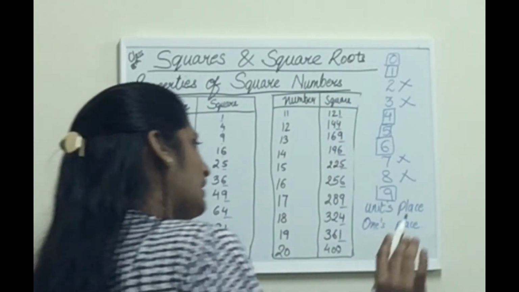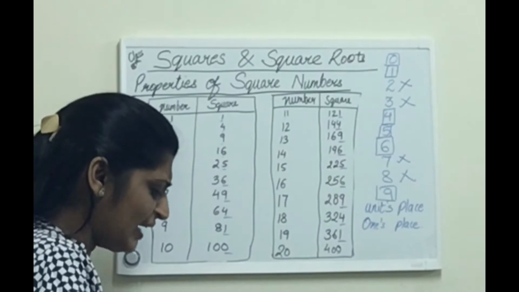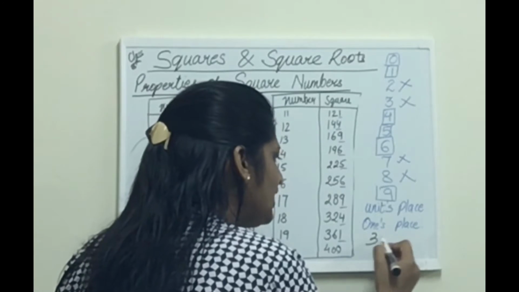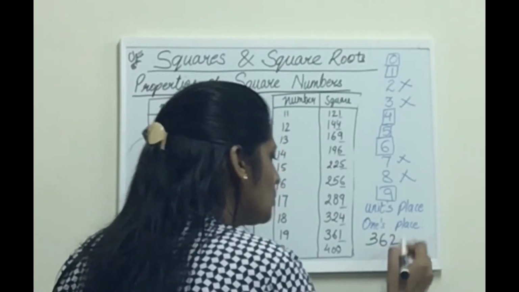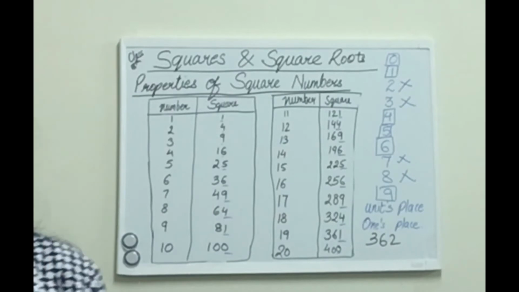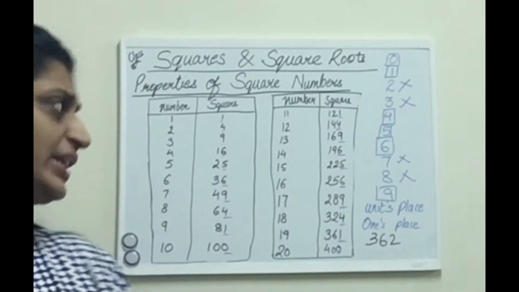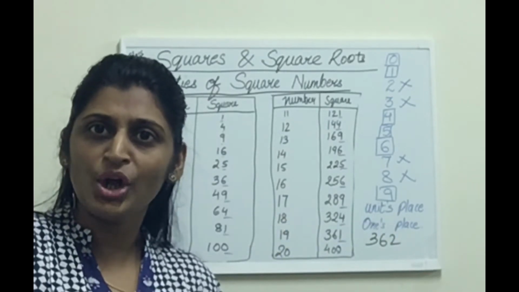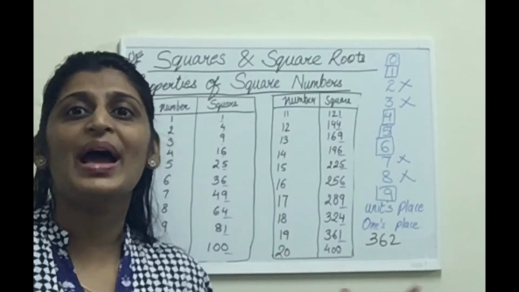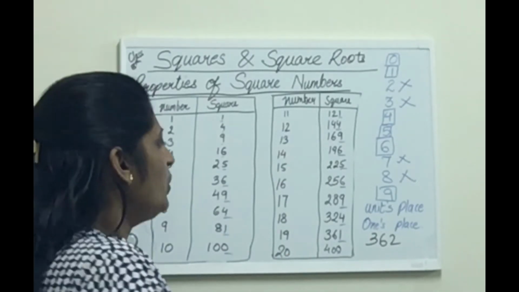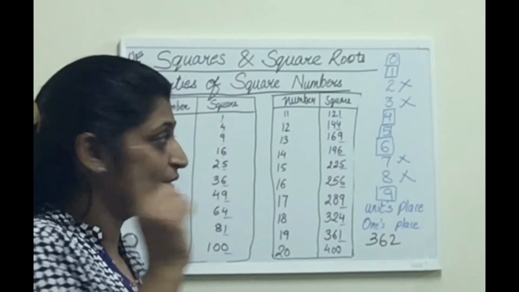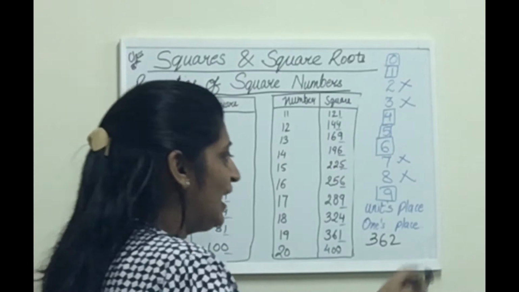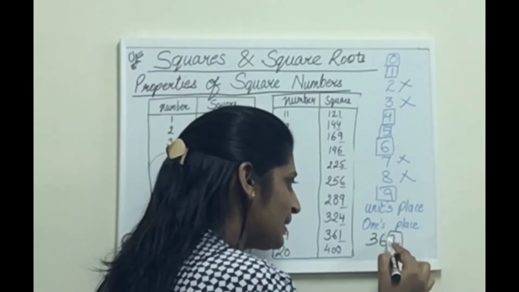So, in case I give you a number, I say 3, 6, 2, and ask you whether it is a perfect square or not, whether it is a square number or not. If you are smart, you know the property now. If you are smart enough, you have the property now that you can look at the units place.